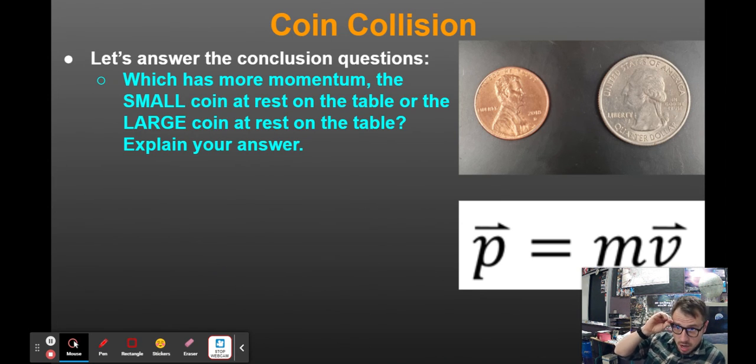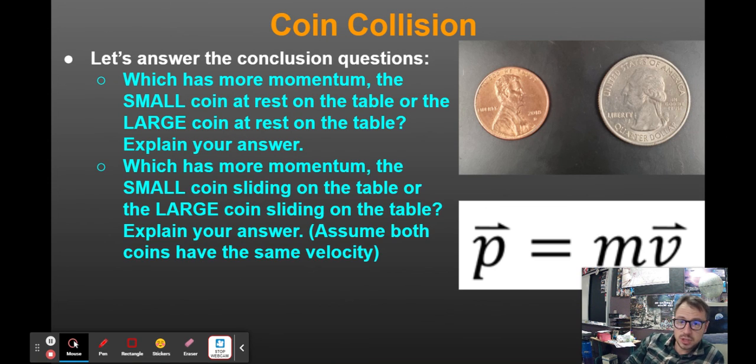Which has more momentum, the small coin at rest on the table or the large coin at rest on the table? Explain your answer. Well, they both have the same momentum because remember, momentum is dependent on mass and velocity. If they're both at rest, they both have the same momentum, which is zero.